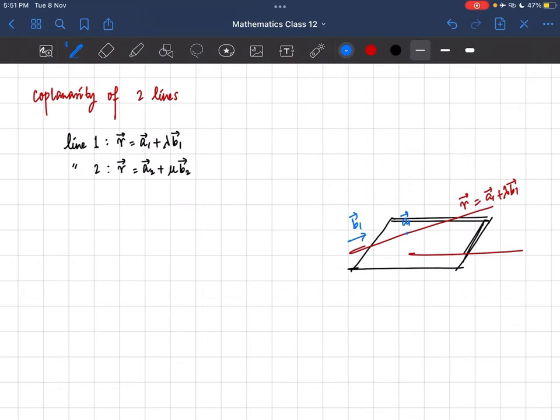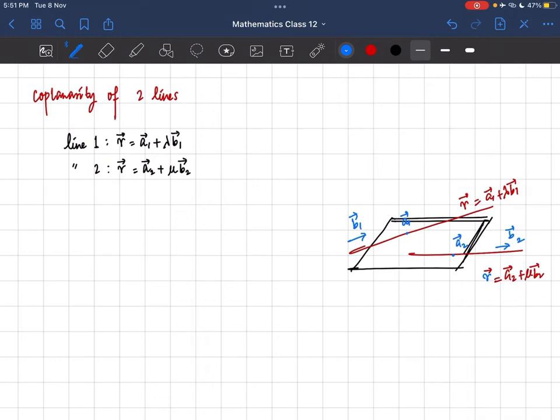Then the equation of the second line is given by r vector is equal to a2 vector plus mu b2 vector. So for this case, the position vector of the point is given by a2 vector and the vector which is parallel to the given line is b2 vector. So these are the things which have been given. The two lines are given and you have to prove that these two lines are coplanar.